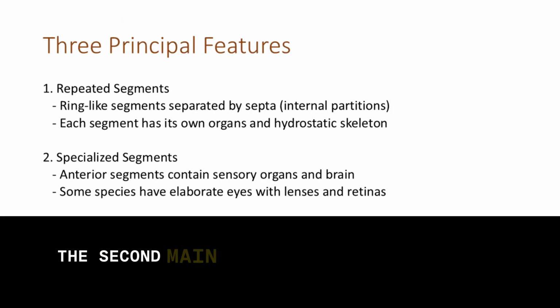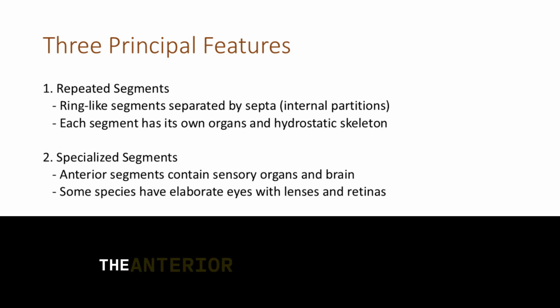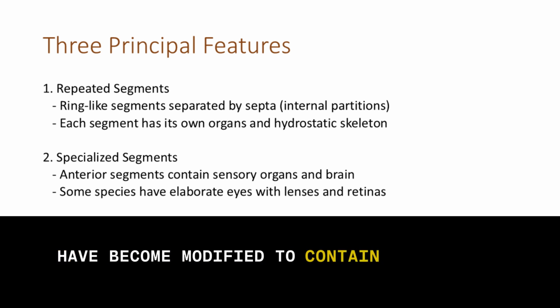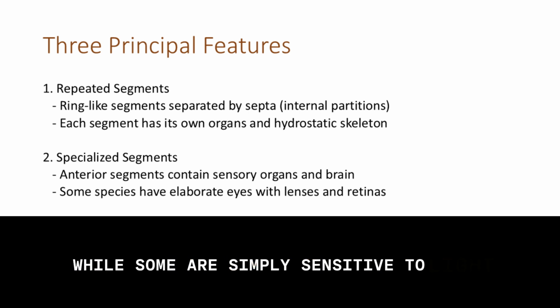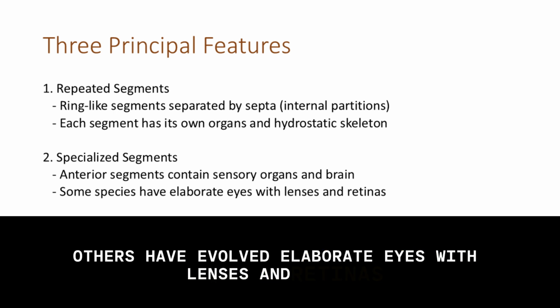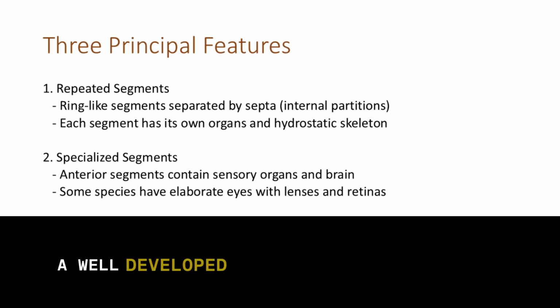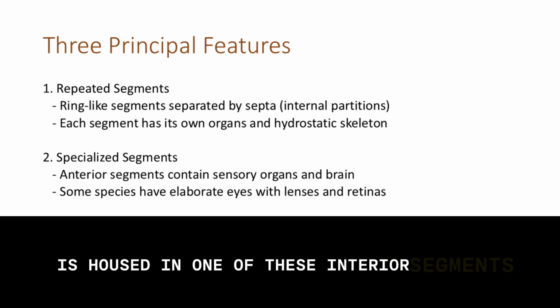The second main characteristic of annelids is specialized segments. The anterior, that is front, segments have become modified to contain specialized sensory organs. While some are simply sensitive to light, others have evolved elaborate eyes with lenses and retinas. A well-developed cerebral ganglion or brain is housed in one of these anterior segments.